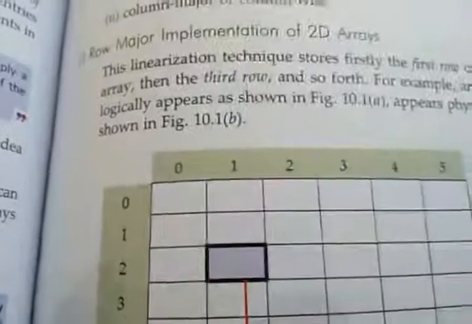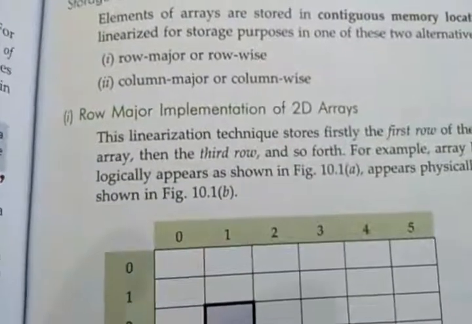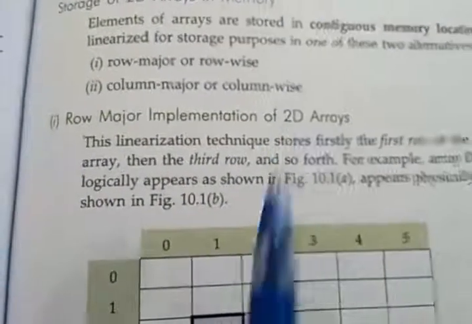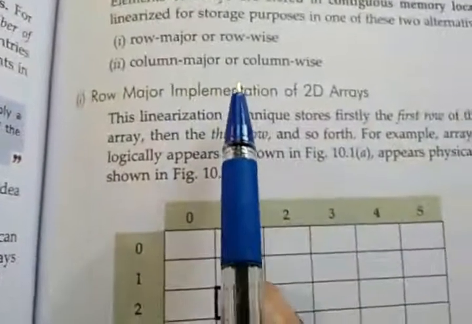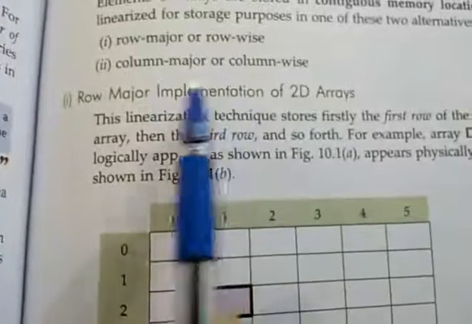And for the 2D array, there are two ways to represent a 2D array. Number first is row major and the second is column major. Row major is also called row wise, and column major is also called column wise.